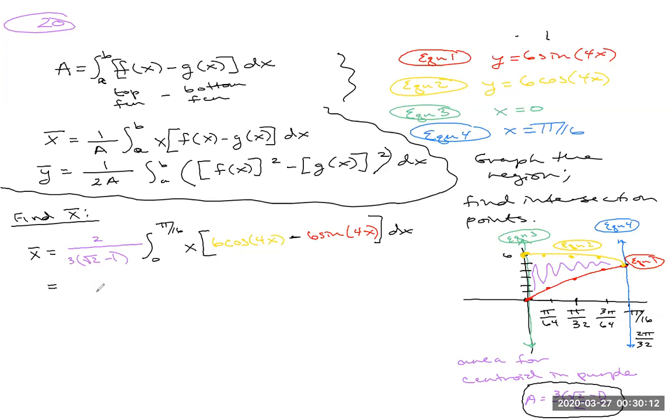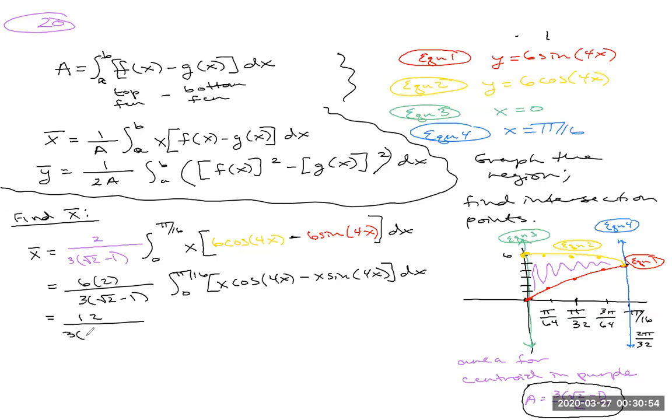So some of these steps will be pretty similar. Like I'm going to factor out a 6. It's going to come into this fraction here. So 6 times 2 divided by 3 times root 2 minus 1, the quantity. We have 0 to pi over 16. And then from here, you're going to have x cosine 4x minus x sine 4x dx. So 12 on top, divide 3. I'll go ahead and write that out. You see that that fraction is simplifiable, but we'll come back to it.